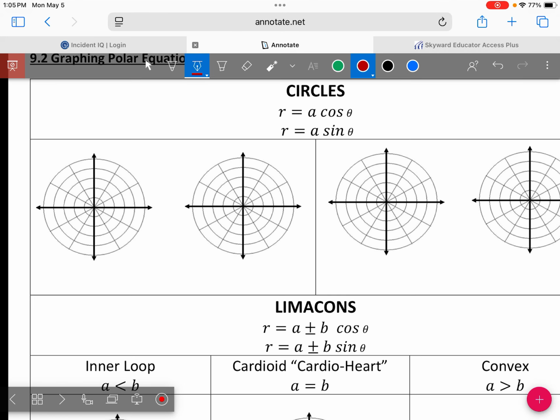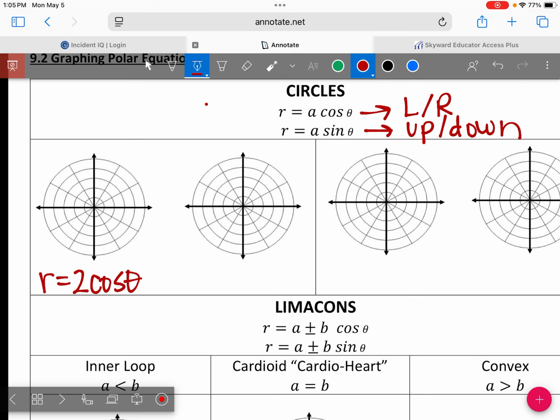So when you have a circle, just know you can do a cosine circle or a sine circle. Cosine is going to point left and right. A sine is going to go up or down. So I'm just going to do some sketches. These are by no means accurate. But if I say positive 2 cosine theta, that's going to look something like this. Well, that's really a 3 because I went out to the 3rd ring, so we'll say 3.